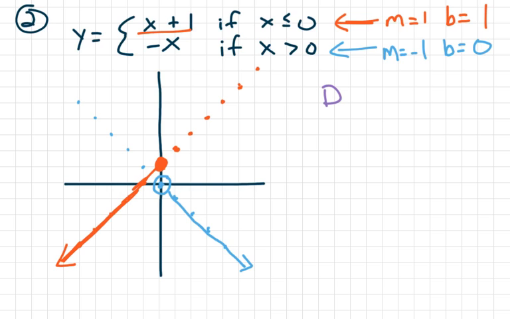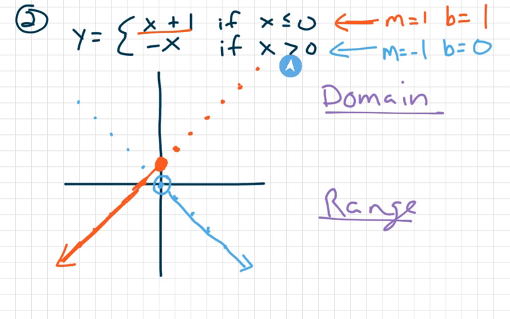Now let's talk about domain and range. Okay, the domain, the x values. This says less than or equal to 0. This says greater than 0. I don't think there's any number that isn't covered. Every number is either smaller than or equal to or bigger than 0. So our domain is all real numbers once again.